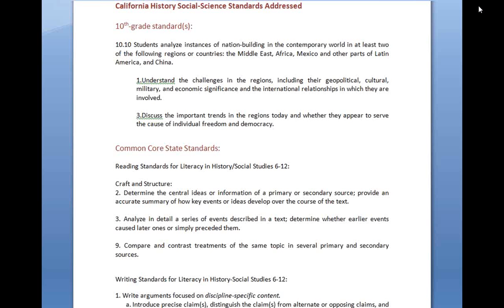Underneath that is how the lesson aligns with the Common Core state standards. There are both reading standards and also writing standards. So the reading standard that it aligns with is that students should be determining the central ideas or information of a primary or secondary source. They should also provide an accurate summary of how key events or ideas develop over the course of a text. And then they should be analyzing in detail a series of events. So these are the disciplinary skills that students should be learning in grades 6 to 12, and this is a lesson in which they're doing all of those things.